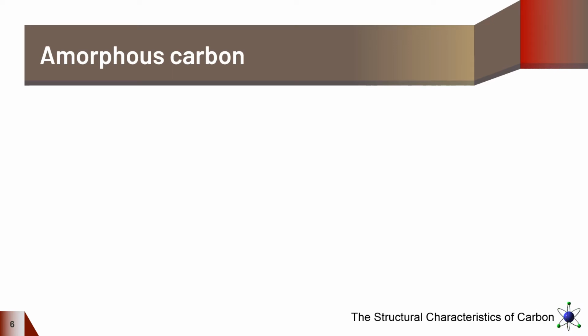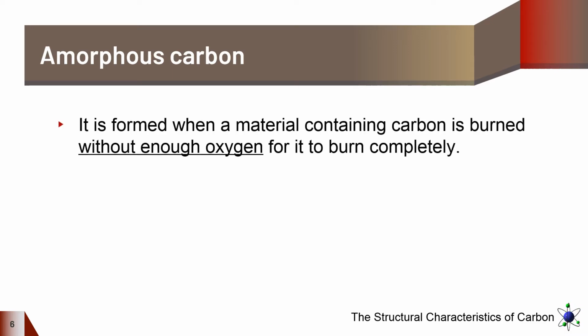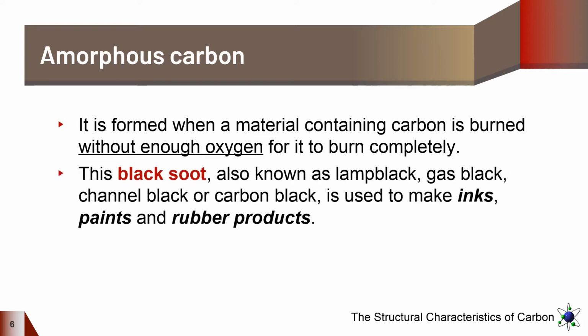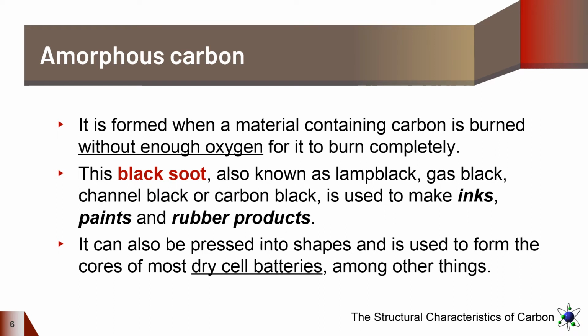The first one is the amorphous carbon. It is formed when a material containing carbon is burned without enough oxygen for it to burn completely. This black soot, also known as lamp black, gas black, channel black, or carbon black, is used to make inks, paints, and rubber products. It can also be pressed into shapes and is used to form the cores of most dry cell batteries, among other things.